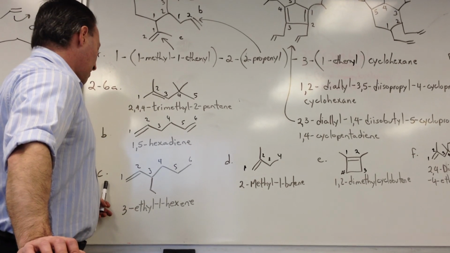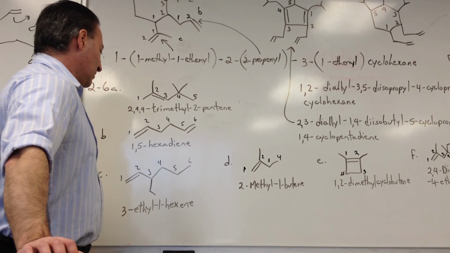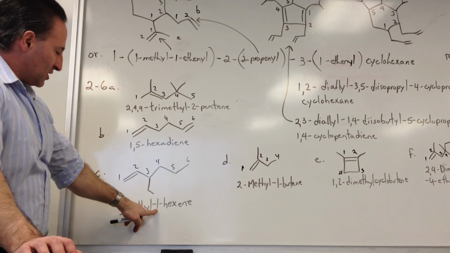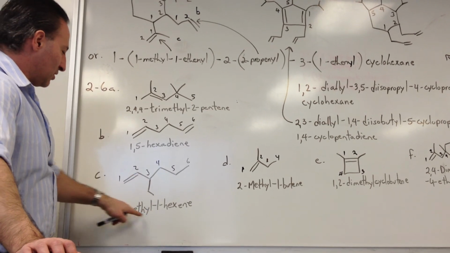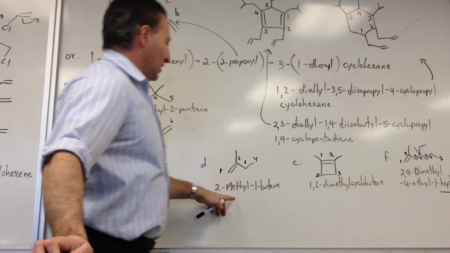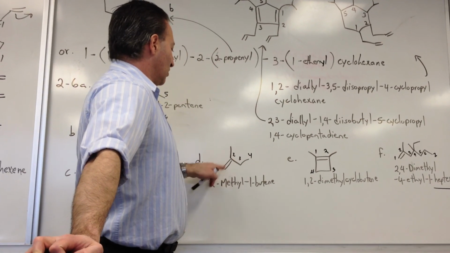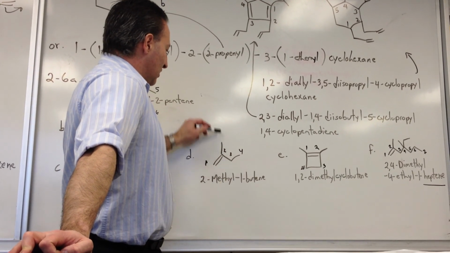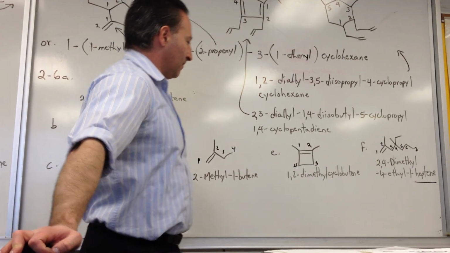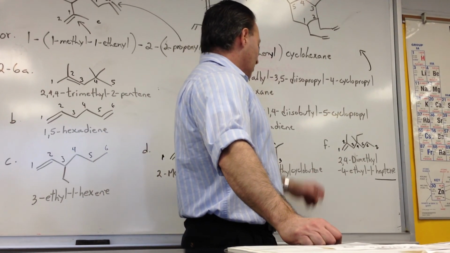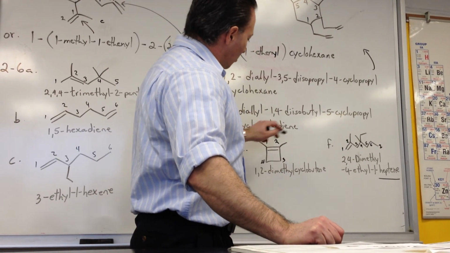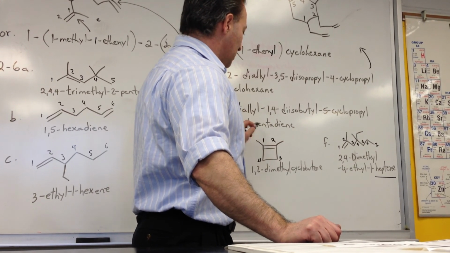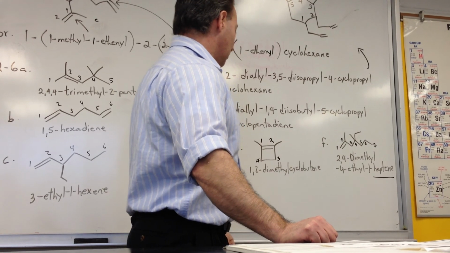Example C is 3-ethyl-1-hexene. Draw the hexane skeleton. Put the double bond at the 1st position, and at the 3rd position you have an ethyl group. D is 2-methyl-1-butene. Draw the butane skeleton. Draw the double bond at the 1st position, and at the 2nd position you have a methyl group. 1,2-dimethylcyclobutene, draw a cyclobutane, put a double bond. Wherever you put the double bond becomes the first position, and that allows you then to put in the 2 methyl groups.